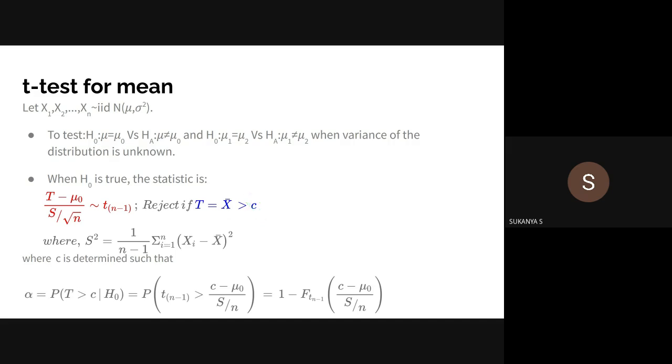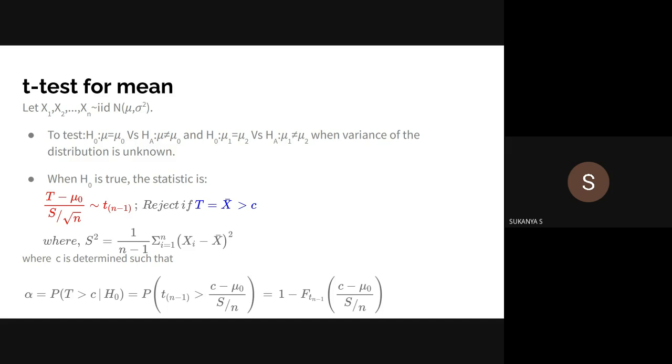Now, since you are testing for the mean, x bar is your statistic, so x bar minus mu naught divided by s by root n is your test statistic. If this value is greater than your critical value, then you would reject your null hypothesis. Your null is mu equal to mu naught, and your alternative could be mu not equal to mu naught, mu less than mu naught, or mu greater than mu naught, as per your need, as per the nature of your data.